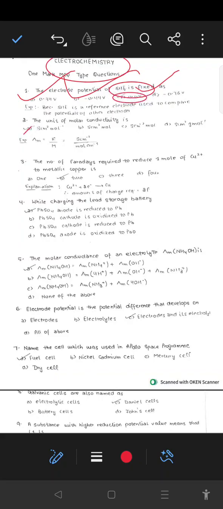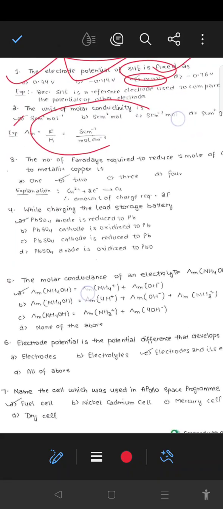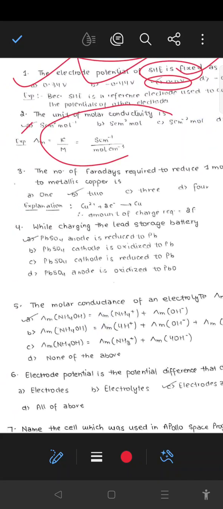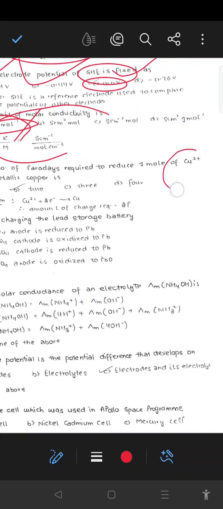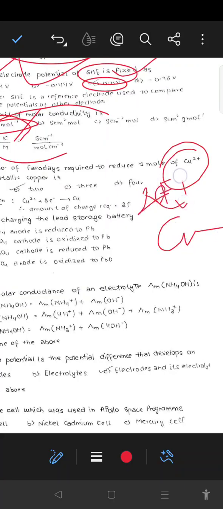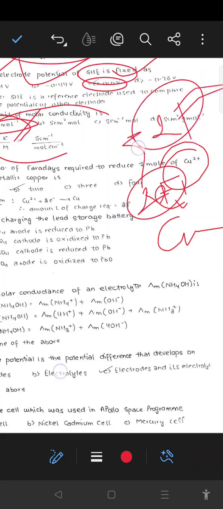Next, the unit of molar conductivity. As we know, the molar conductivity unit is Siemens centimeter square mole inverse. Right option is A. Next, the number of Faraday required to reduce 1 mole of copper 2+ ion to copper, that is a gaining of 2 electrons. By using the reduction, that will give the charge 2F, that is 2 Faraday.